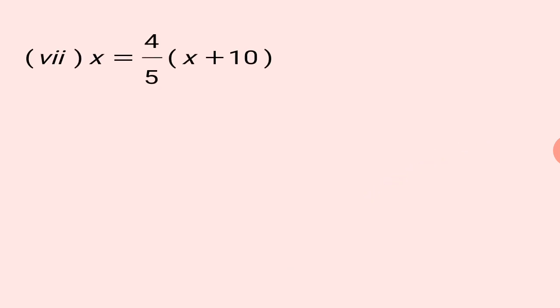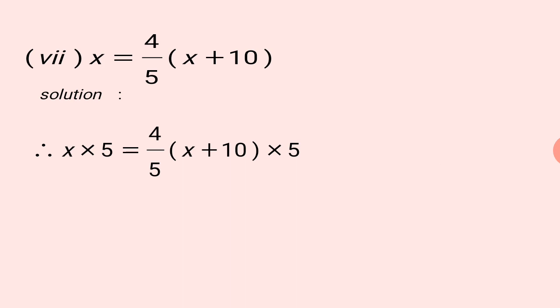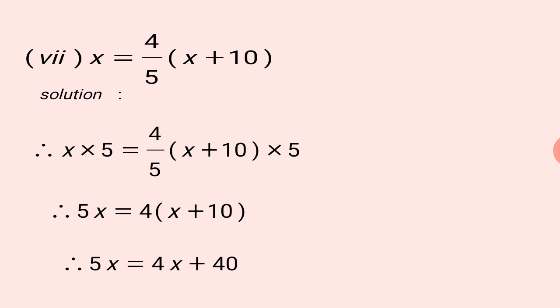Another sub question. X equal to 4 by 5, in the bracket it is x plus 10. Transpose 5 initially. So you get 5x equal to 4, in the bracket it is x plus 10. Open the bracket. Transpose 4x on the other side. You have x equal to 40.